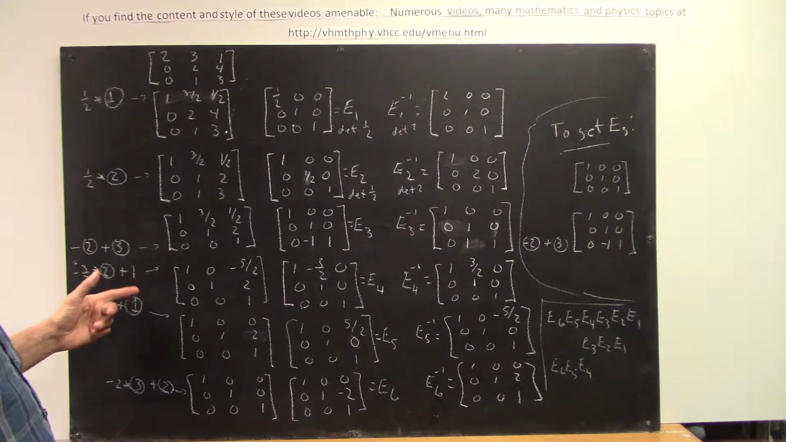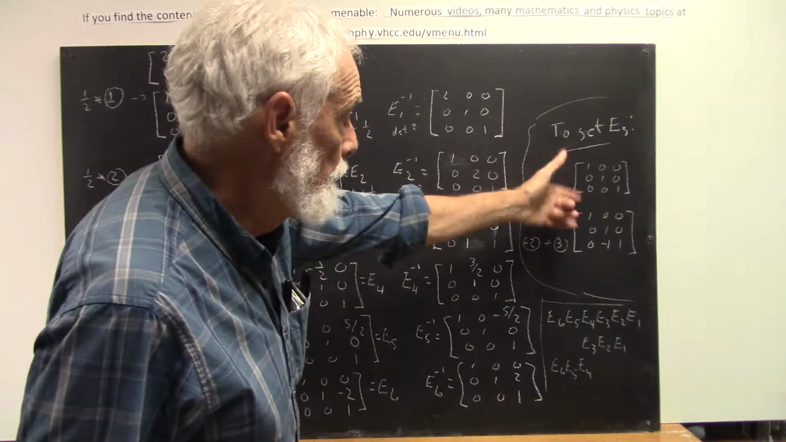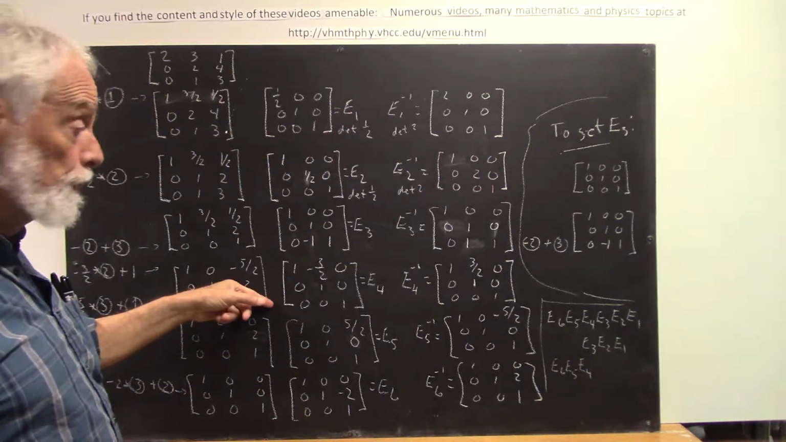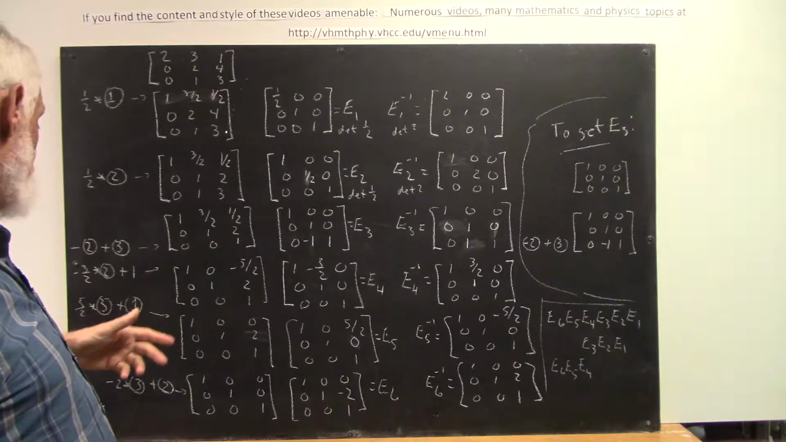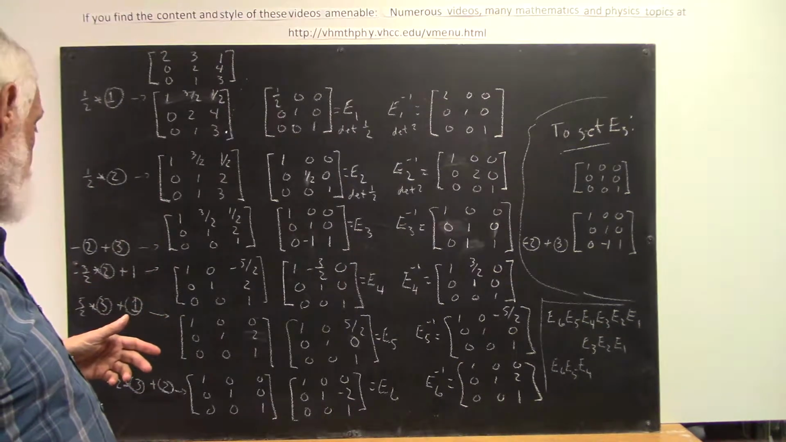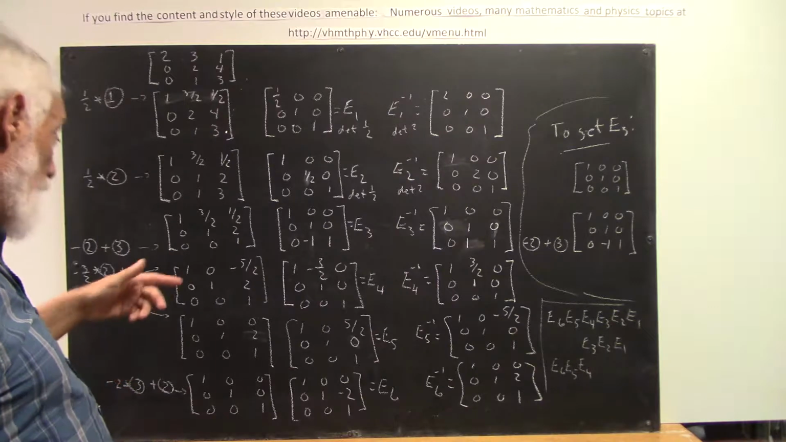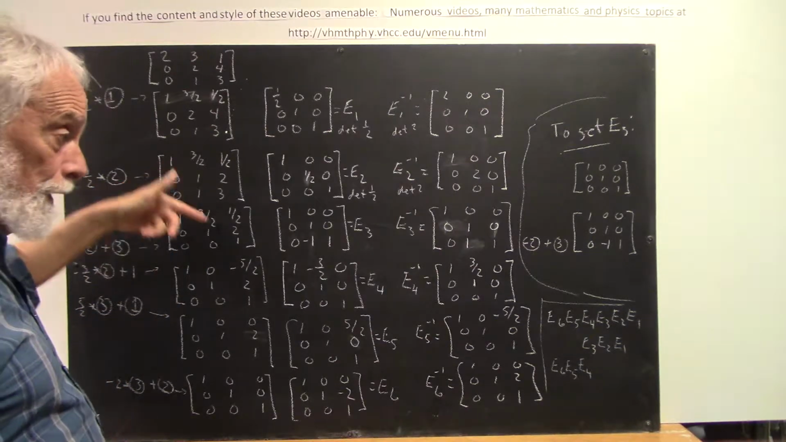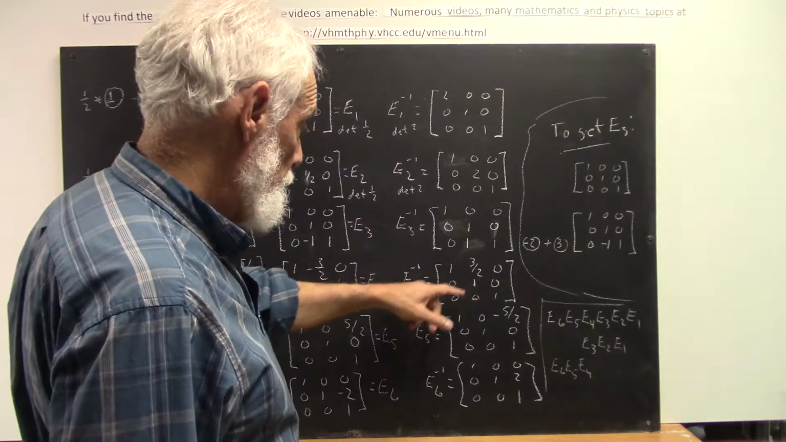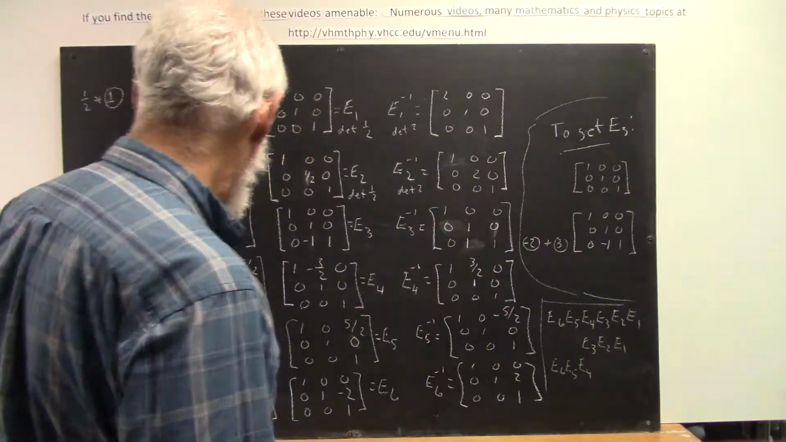Now if we add -3/2 the second row of the identity matrix to the first, you can verify that this is what we get. And then to go backwards, we would add 3/2 of the second row to the first, and we'd be back to here. And we do that with the identity matrix, and this is what we get.